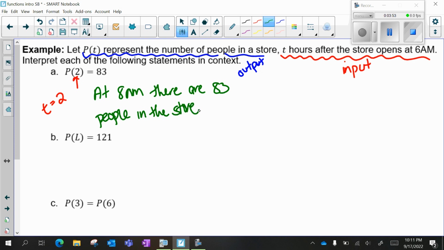B, P of L equals 121. So this time they're not giving me a value, that's okay. So this just means L hours after the store opens, whatever that is determined to be, there are 121 people in the store.